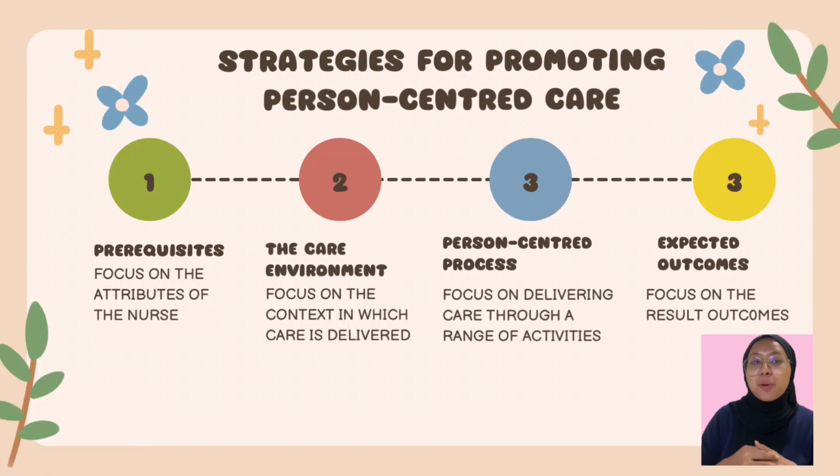Next is strategies for promoting person-centered care. There are actually 4 strategies. First are prerequisites that focus on the attributes of the nurse. Second is the care environment, which focuses on the context in which care is delivered. Third is the person-centered process that focuses on delivering care through a range of activities. Lastly is expected outcomes, which are the results of effective person-centered nursing. McCormack concluded that in order to deliver person-centered outcomes, account must be taken of the prerequisites and the care environment that are necessary for providing effective care through the care process.